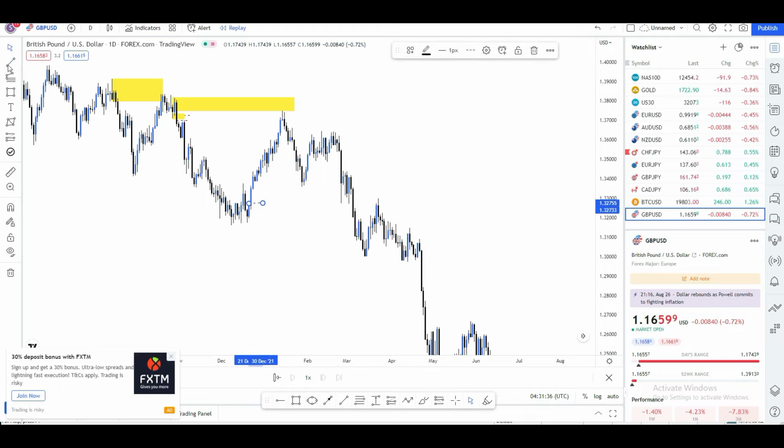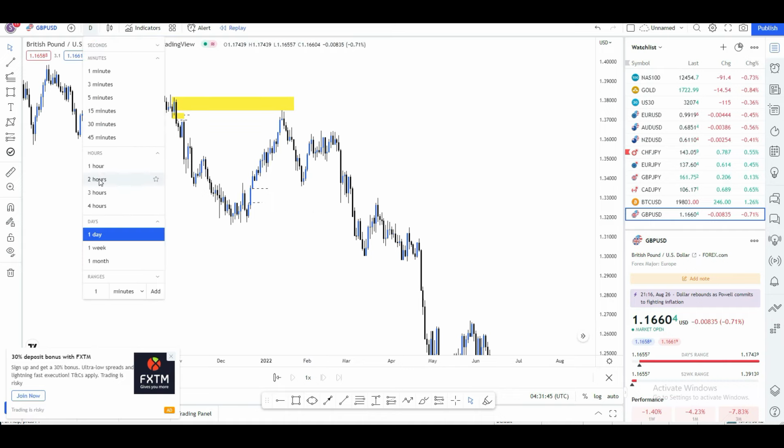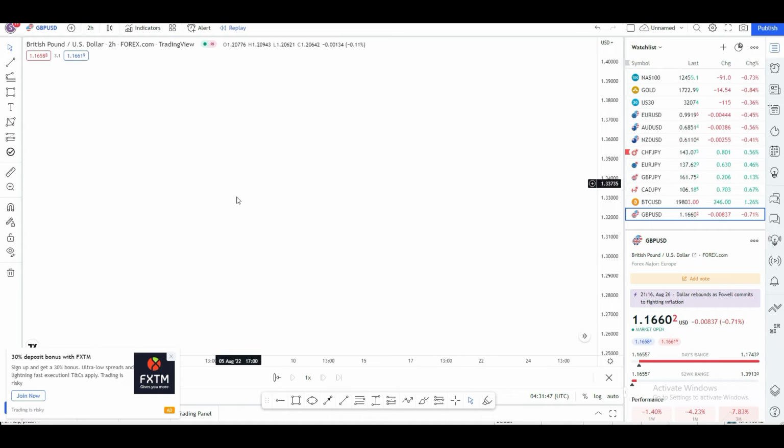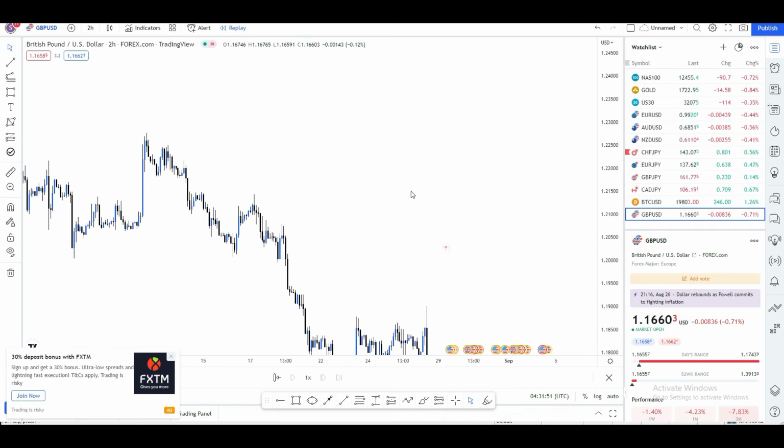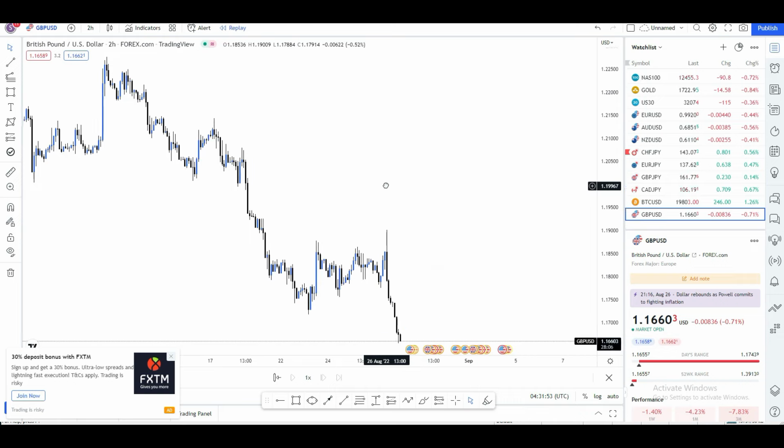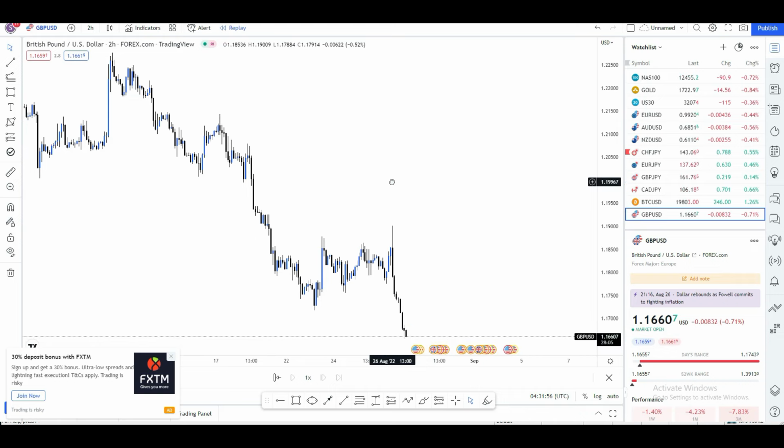This was the imbalance we had, and then price finally came back and filled up that imbalance. So we can also find this in our shorter time frames, guys. It doesn't have to be the higher time frame at all times. We can also look for this in our shorter time frames, and it will definitely help you to make better trading decisions.